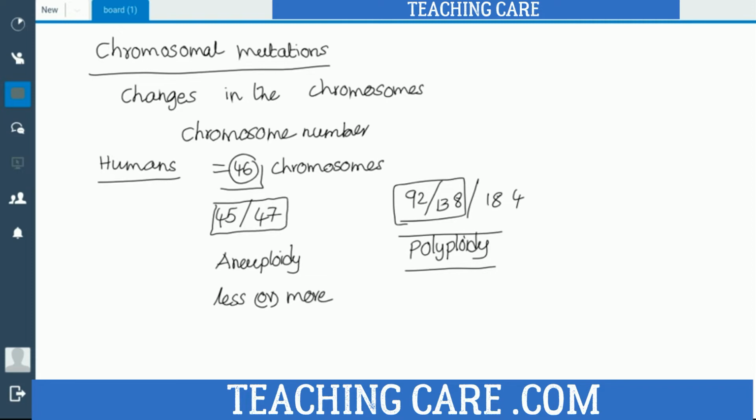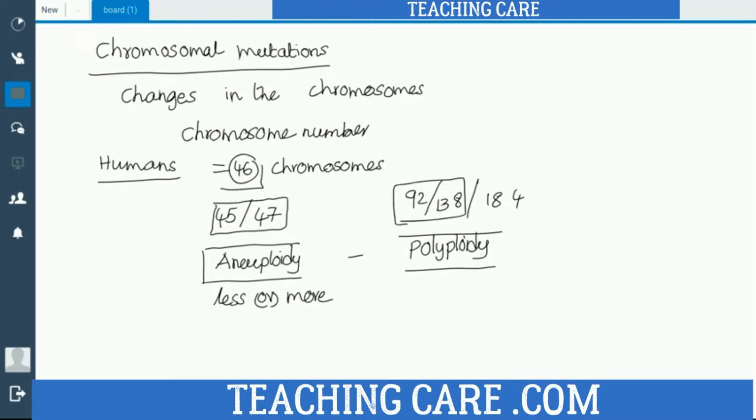Aneuploidy means the chromosome number is less or more, like 45, 47. This is called aneuploidy. So, what is meant by aneuploidy and what is meant by polyploidy? You understood?